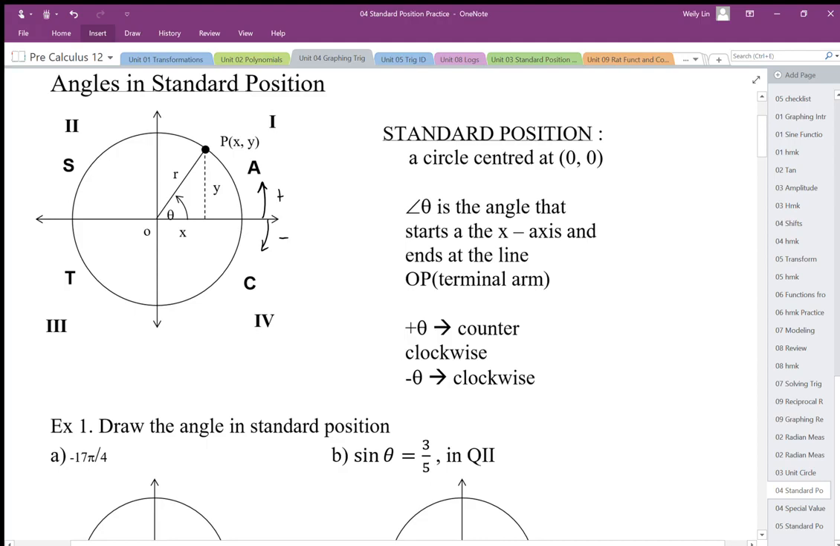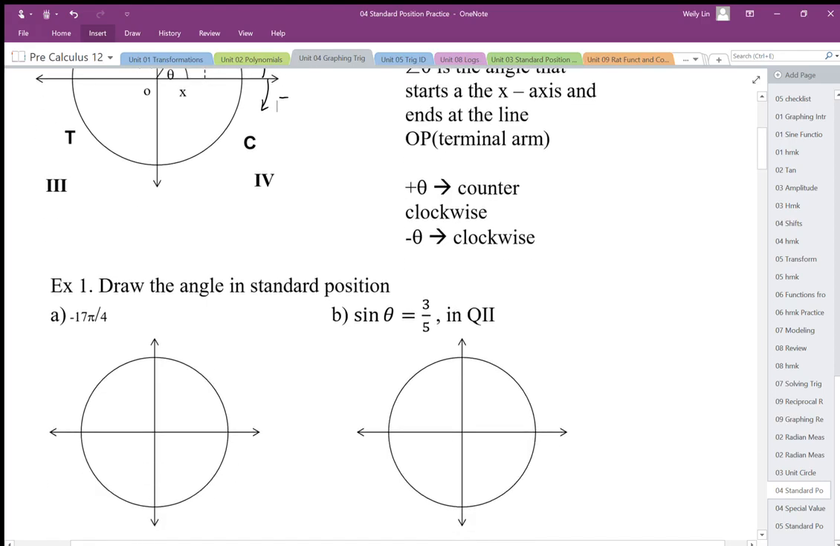Some people learn the CAST rule. What this means is cosine is positive in this quadrant, all are positive in this quadrant, sine is positive in this quadrant, tan is positive in this quadrant. Some people like to do that, but I think it's just easier to remember positive y, positive x, negative x, and relating sine is y, cos is x. That would be much easier to remember and more useful.